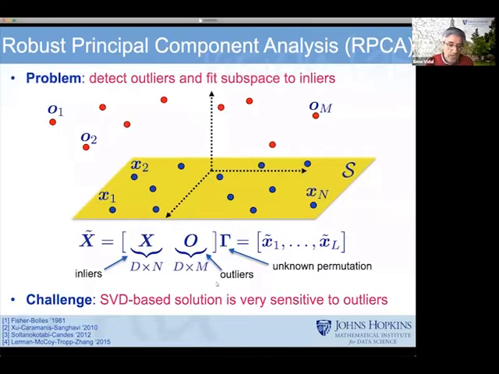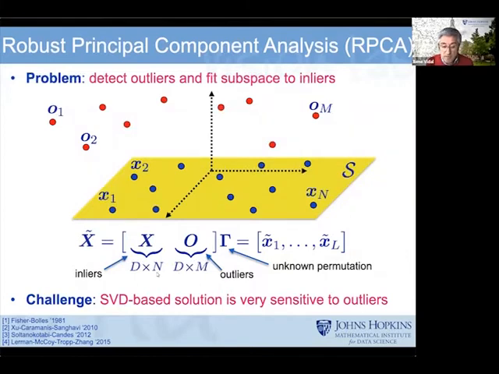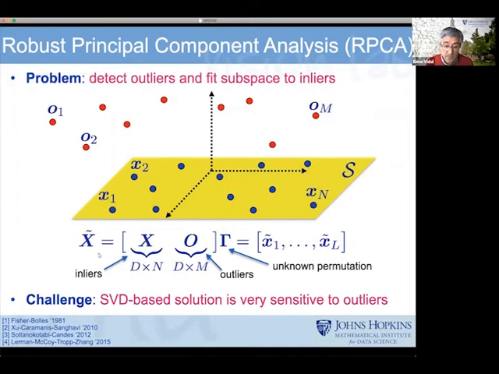And so in this particular case, I'm going to denote by M the number of outliers and N the number of inliers. And the inliers are the points that perfectly lie in the subspace. And so what I observe now is this matrix X tilde here on the left. And I don't know a priori which points are in the subspace and which points are outside the subspace. And so the matrix X tilde is not perfectly ordered as inliers first and outliers last. It's up to an unknown permutation.